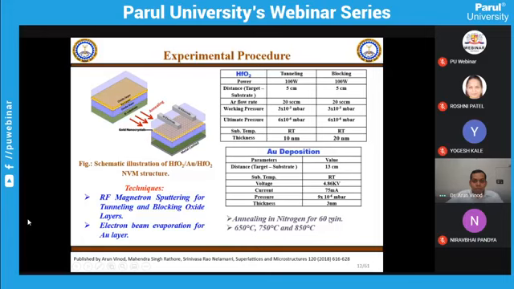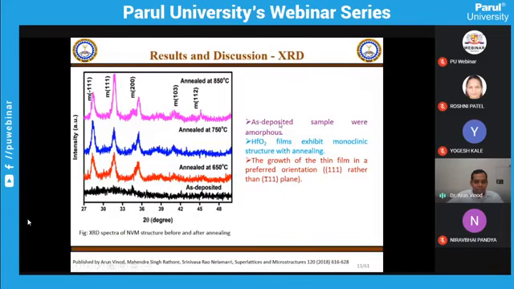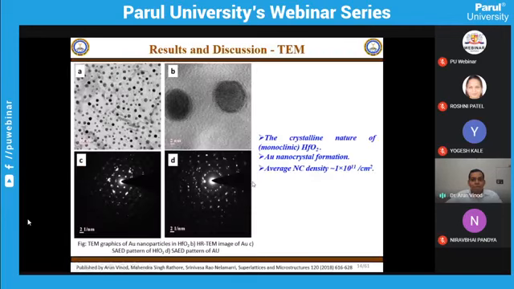So what we got from the structure through XRD is that the tri-layer structure as deposited is amorphous, and as we annealed, we saw that the amorphous nature changed to crystalline, and it exhibited the monoclinic structure as previously reported in the literature. And the same thing is confirmed by TEM, in which we can see the crystalline nature of monoclinic hafnium oxide shown in the SAD pattern, and we can also see the gold nanocrystal HRTEM image showing that there is a crystalline nature of gold.